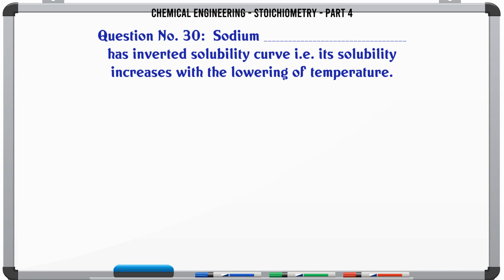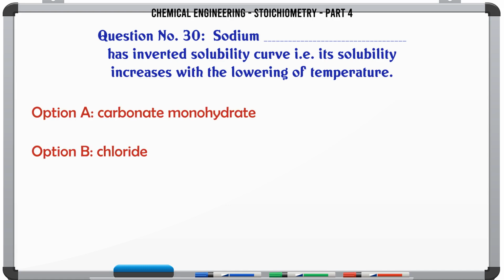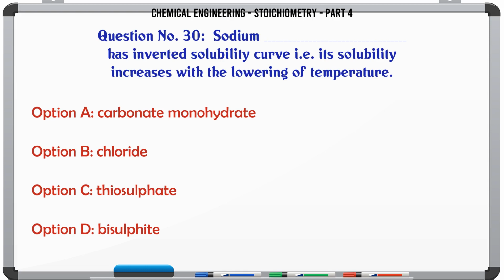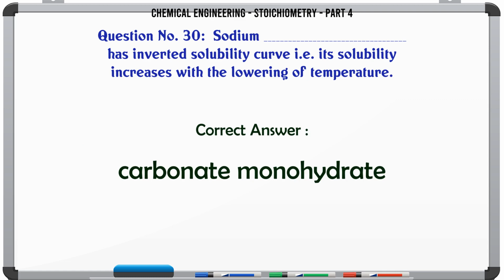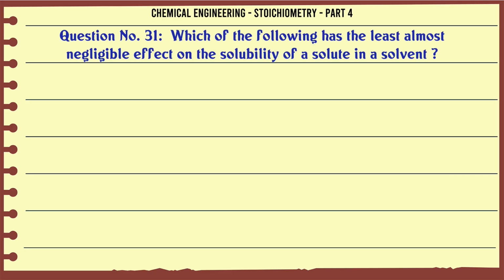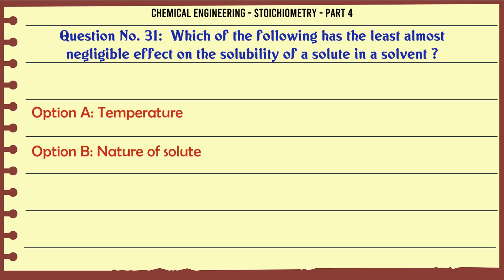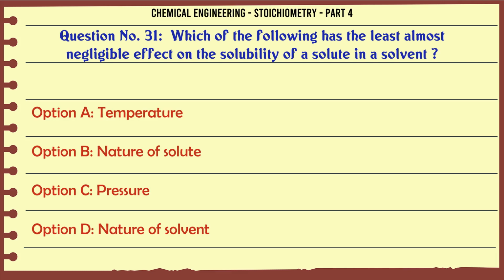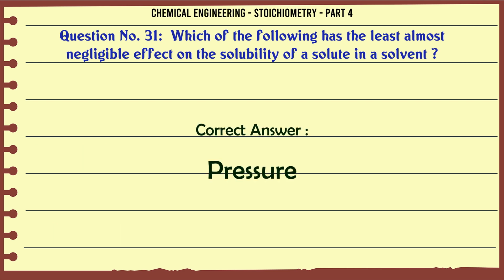Sodium has inverted solubility curve, i.e. its solubility increases with the lowering of temperature. A. carbonate monohydrate, B. chloride, C. thiosulfate, D. bisulfite. The correct answer is carbonate monohydrate. Which of the following has the least, almost negligible, effect on the solubility of a solute in a solvent? A. temperature, B. nature of solute, C. pressure, D. nature of solvent. The correct answer is pressure.